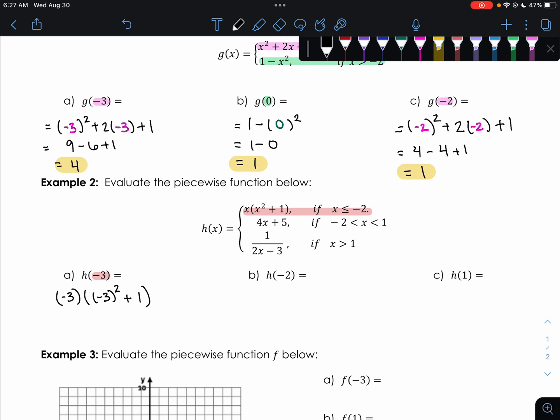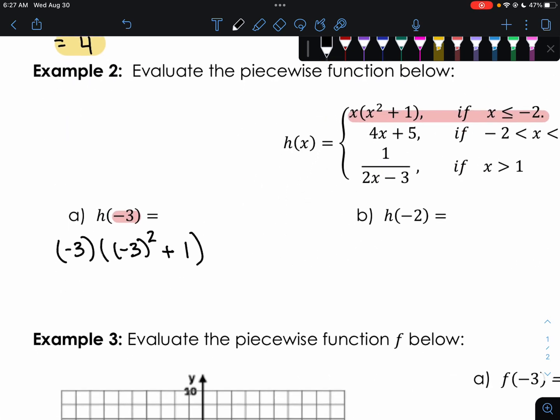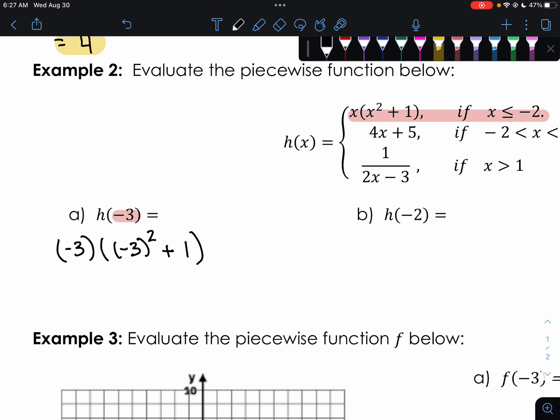So we have negative 3 times, in parentheses, negative 3 squared plus 1. So if we look at this, negative 3 squared is 9. So I have negative 3 on the outside, and then I have 9 plus 1. That would be 10. 10 times negative 3 is a negative 30.